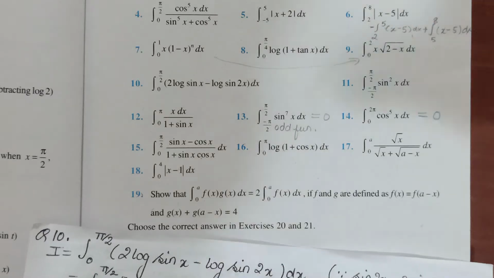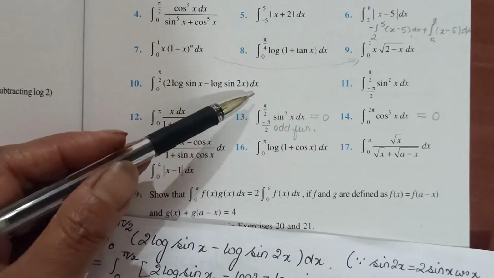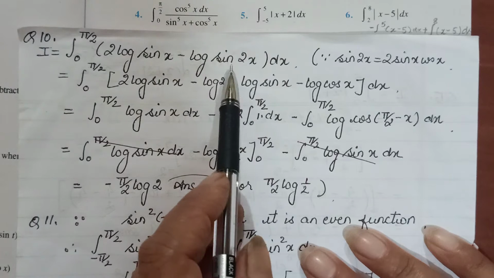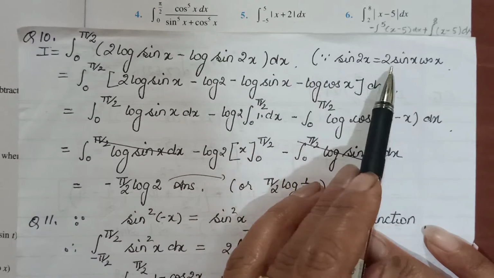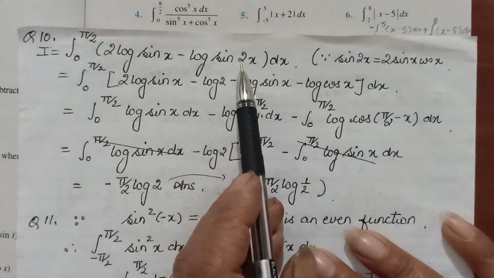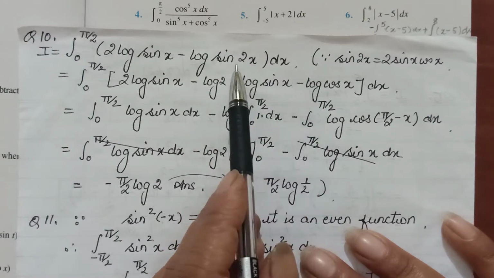10th one, children. Now 0 to pi by 2, 2 log sine x minus log sine 2x dx. Okay, so for this one, this expression here, children, sine 2x has formula 2 sine x cos x. We'll expand it by that, and then log of m into n is log of m plus log of n. So we are expanding this.